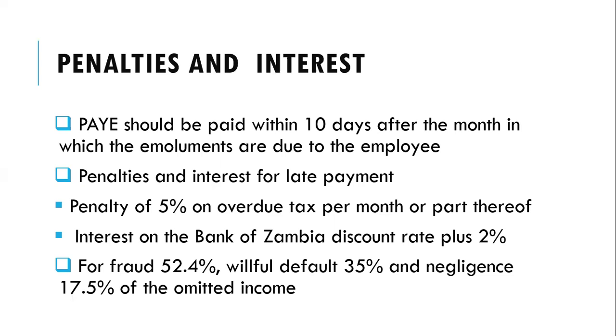Then you also have to explain when the tax is paid within 10 days after the month in which the emoluments are due to the employee. Any questions?